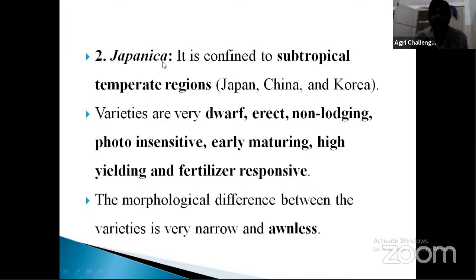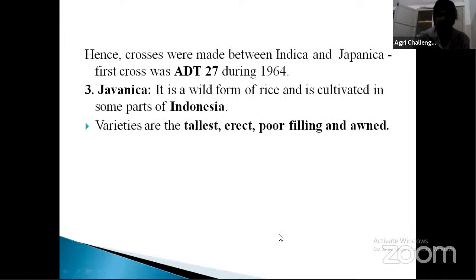Japonica varieties are high yielding compared to the indica varieties, and the morphological difference between the varieties is very narrow. Crosses were made between these indica and Japonica varieties. The first cross developed was ADT 27 during 1964.